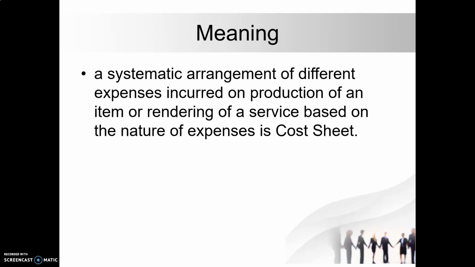Meaning of a cost sheet: a systematic arrangement of different expenses incurred on production of an item or rendering of a service based on the nature of expense is cost sheet. So what is happening here? First we are collecting all the names of the expenses that we have spent or incurred on production of an item or in rendering of a service. We'll keep them. Then we will classify them based on the nature of those expenses, basically direct and indirect, and then we will arrange them in a systematic orderly way. And by doing so, whatever we will find out, it is called a cost sheet.